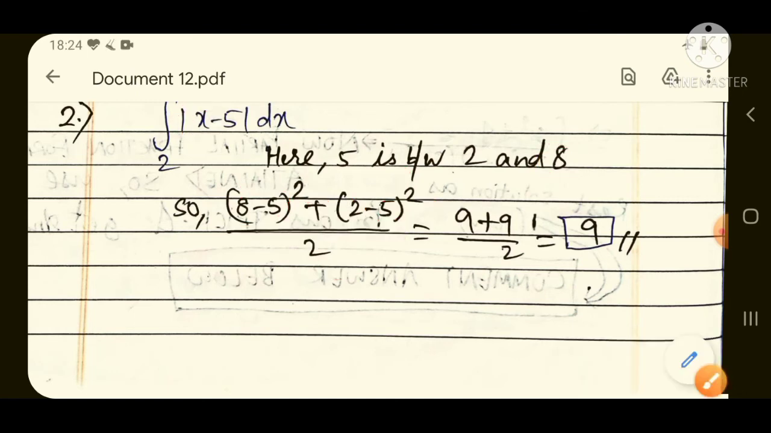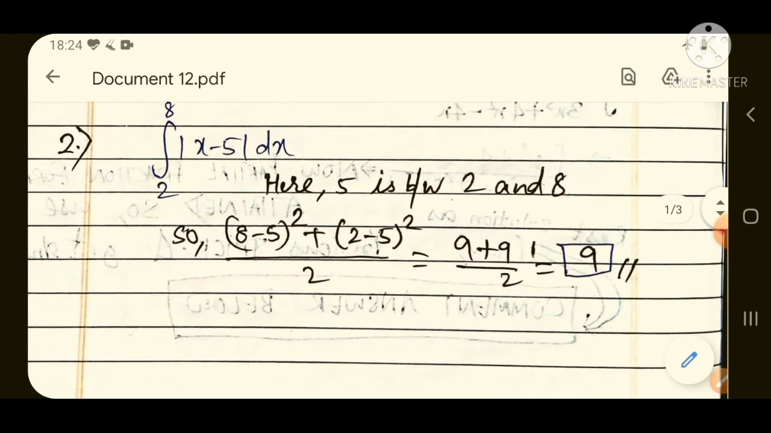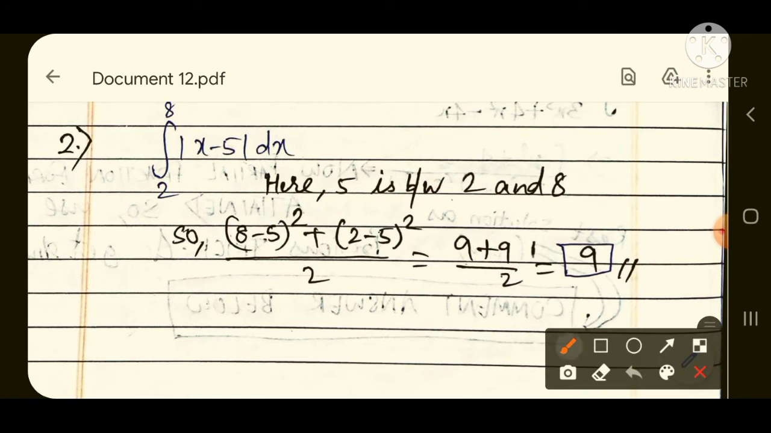So if we do like that, we will get (8 minus 5) whole square, we will get 9. (2 minus 5) whole square, again we will get 9, so it will become 9 plus 9 by 2. So the answer is simply 18 by 2, which is again 9.